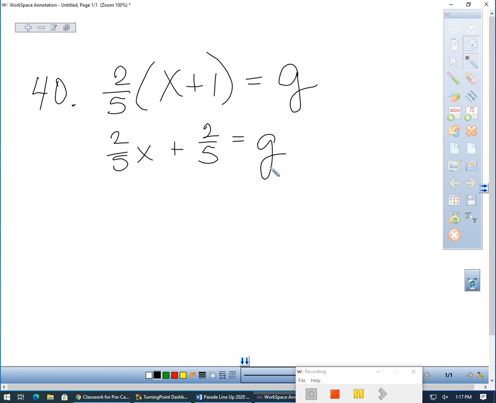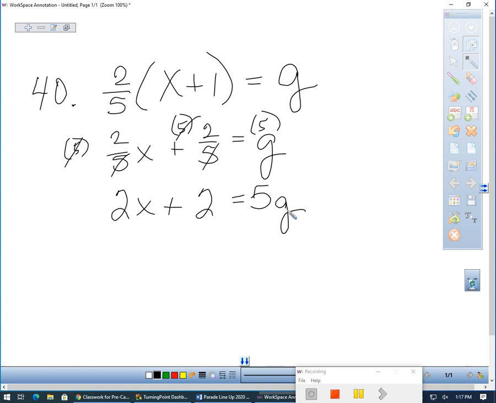Again, following our steps, the very next thing you should do is what? Clear the fraction. If we clear the fraction, we're going to multiply every single thing by 5. Here, the 5's cancel. We have 2x. Plus, here the 5's cancel. We have 2 equals 5 times g is 5g.